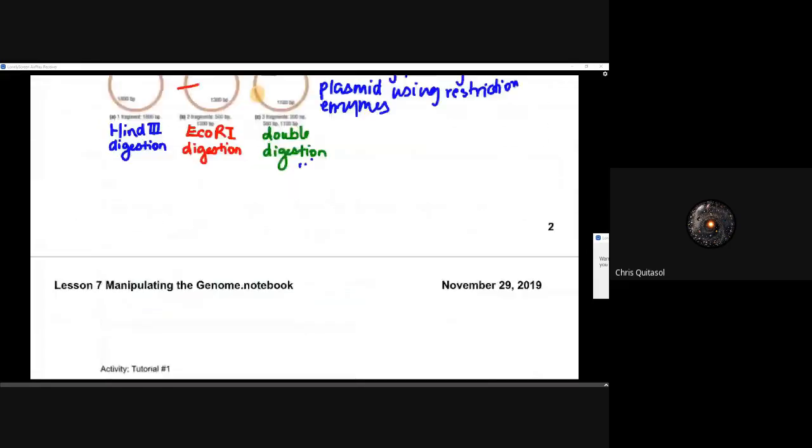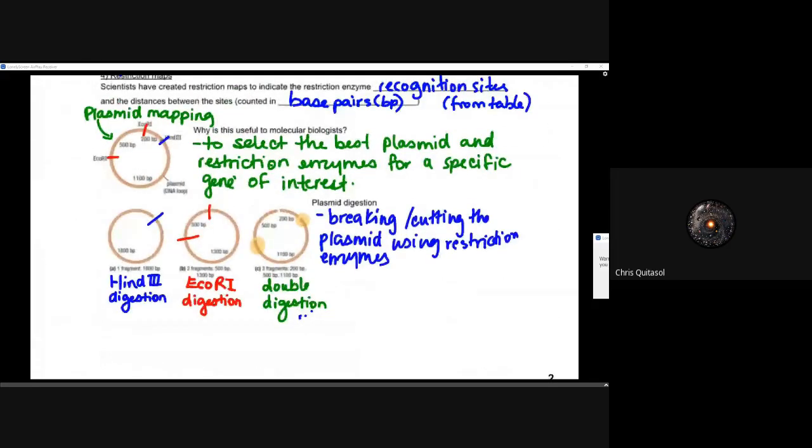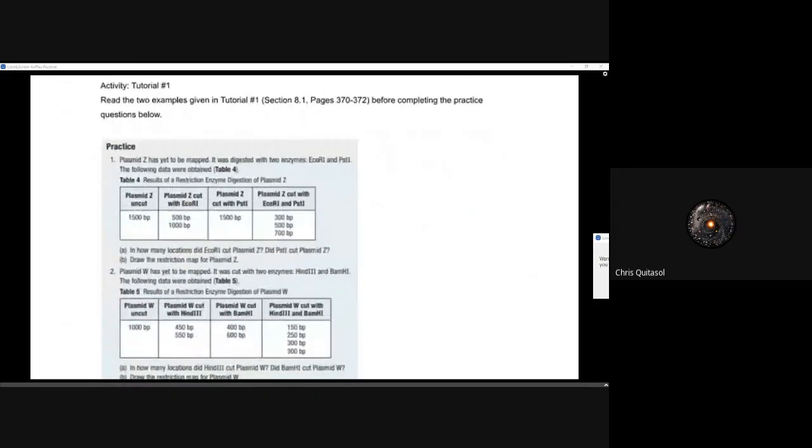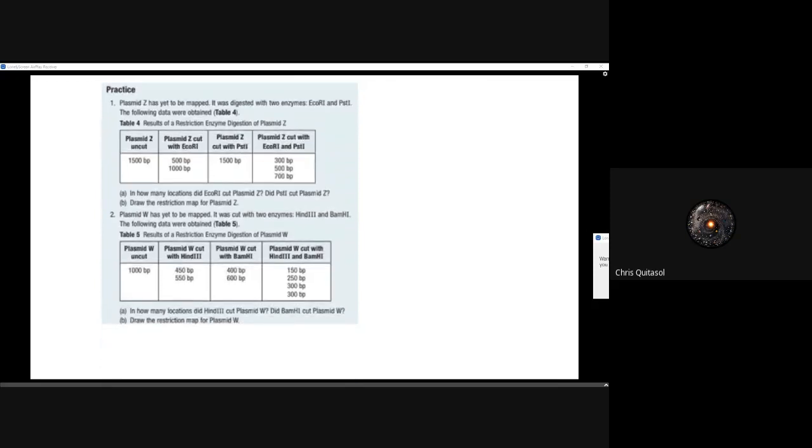So that's effectively it in terms of this lesson. I have an activity on the next page for you all to take a look at. It requires you to read through tutorial 1, section 8.1, pages 370 to 372. And then you can complete some of these practice questions when looking at how restriction enzymes work and how those different and specific restriction enzymes work. So I'm going to encourage you to take a look at that now.